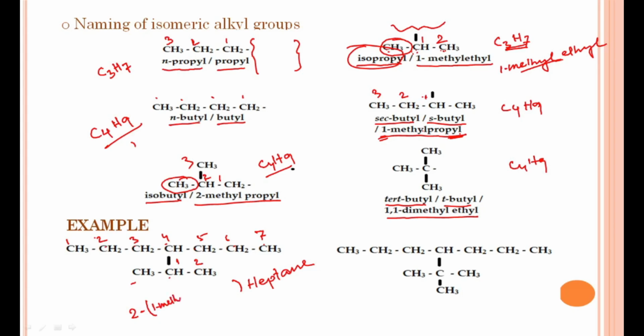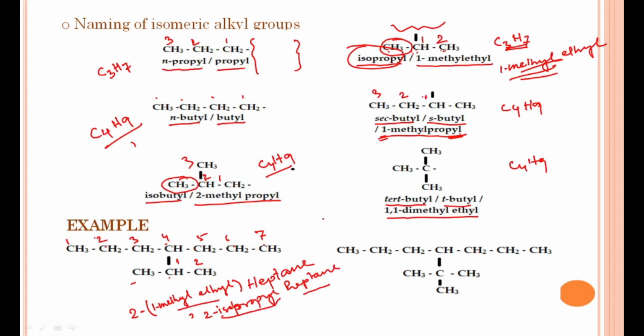1-methyl ethyl. Or else we can give the name like that: 2-isopropyl heptane. Like that also we can give. If we give that by using general name, this is the IUPAC name.